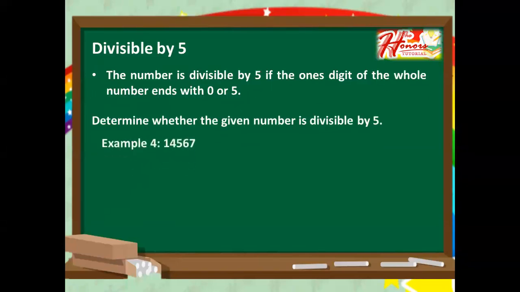Example 4. We have here 14,567. What is the last digit of 14,567? That is 7, correct. Is it divisible by 5?